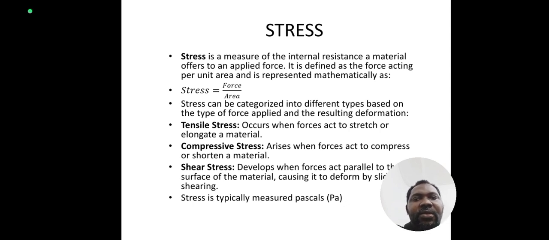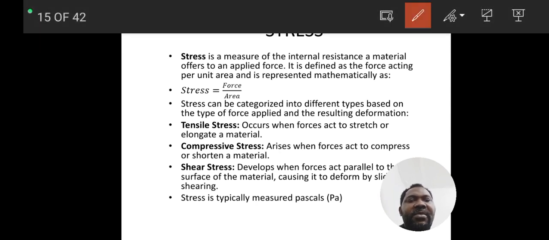Now, the third point: stress can be categorized into different types based on the type of force applied and the resulting deformation. So we have three types of stress. The first one is tensile stress, which occurs when the forces act to stretch or elongate the material. If I have a material this way and I apply a force F that causes the material to elongate, this kind of stress is called tensile stress.